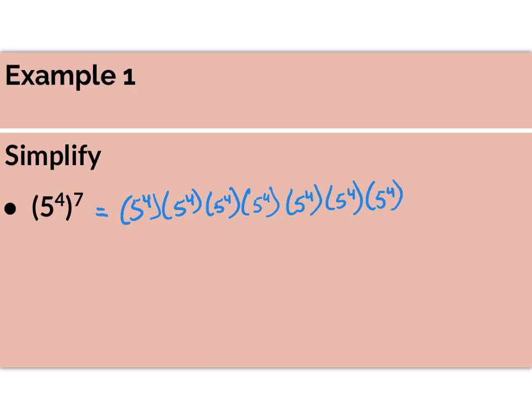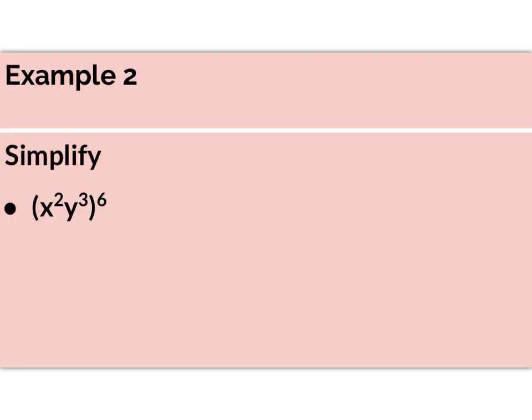And so we know when we see an exponent outside of a parentheses, we're going to multiply these exponents together. So 4 times 7 is 28. So this becomes 5 to the 28th power. And if you were to add all of these 4s up using the multiplication rule, you would get to 28 as well.